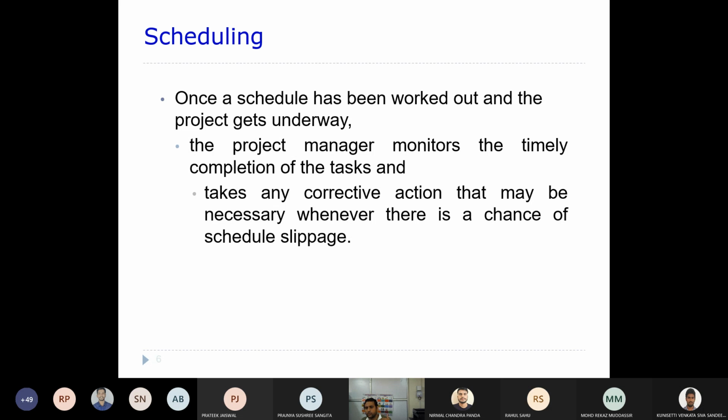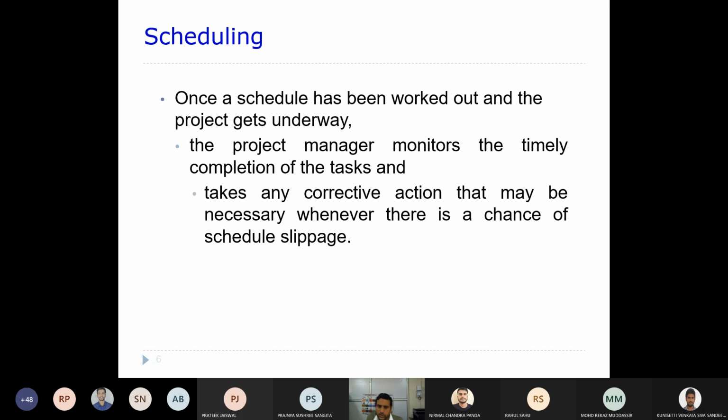So whether we are up to those deadlines or not, whether we carry out those activities as per the time defined, okay. So this is the way that it takes any corrective action that may be necessary, right. That means if we face any difficulties during a particular task, in that case we need to take some corrective actions there itself, right.